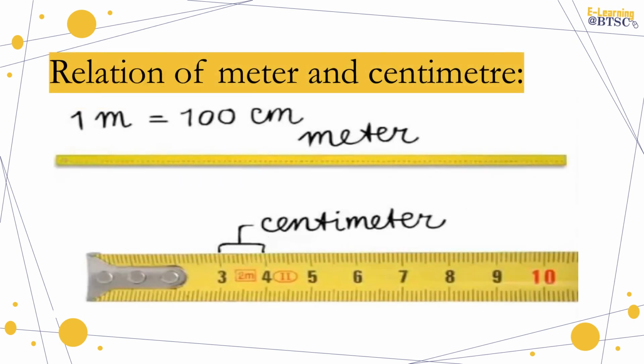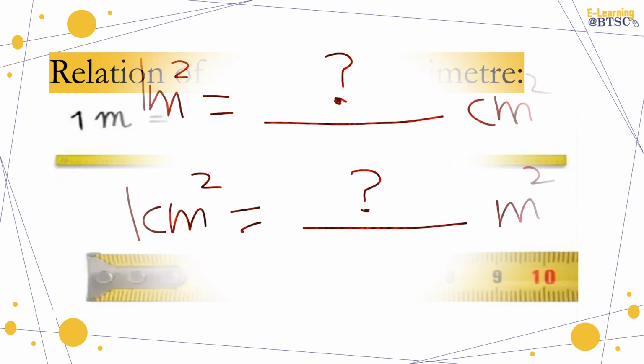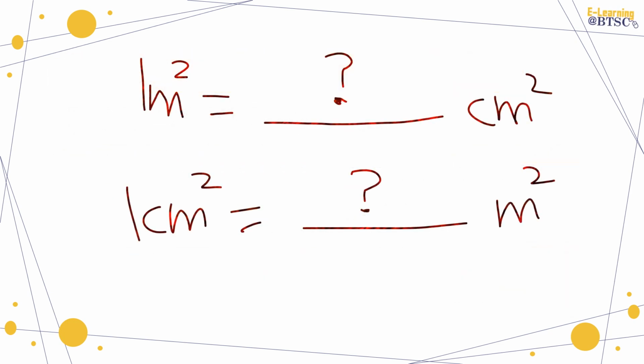Okay. Next one is the relation between the meter and centimeter. This is a meter rule, and we see that there are 100 centimeters in 1 meter. So this is a meter rule, and these are the centimeters. From 3 to 4 is only 1 centimeter. So we want to learn how we can convert meter square into centimeter square. That is our today's assignment, and we will see how we can convert 1 centimeter square into meter square and what is the relation between them.